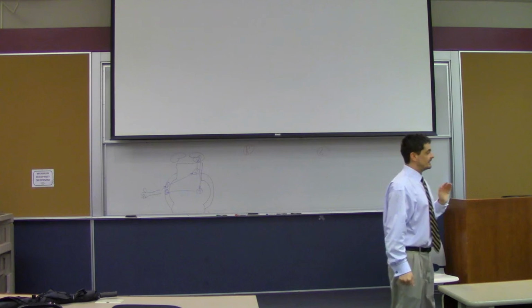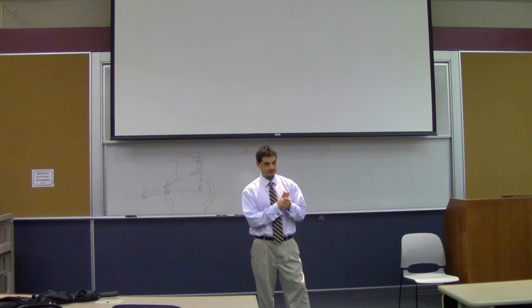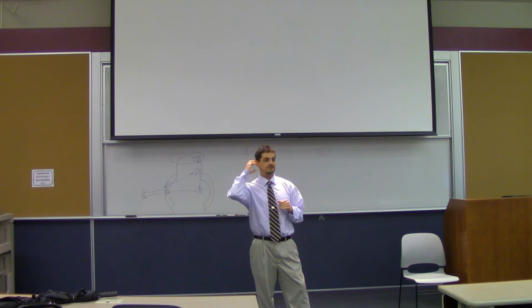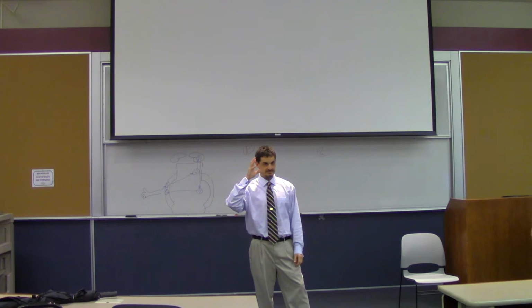Okay, we're going to talk about saccades. A saccade is a fast eye movement. It's going to be generated from the contralateral frontal cortex. If I saccade to the left, right frontal cortex.